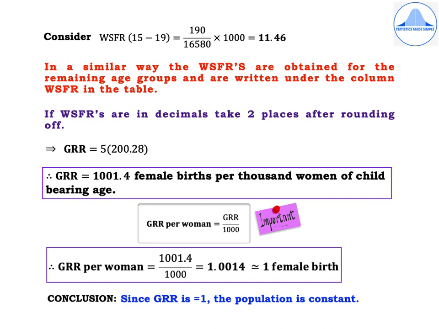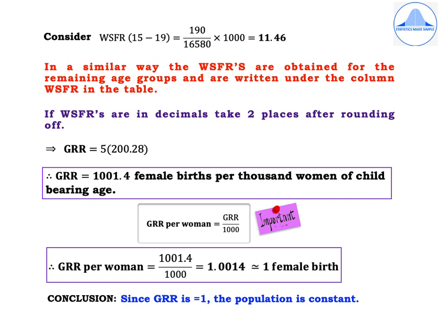So substitute the total in the GRR formula and we get GRR is equal to 5 into 200.28, which gives us GRR is equal to 1001.4 female births per 1000 women of childbearing age.